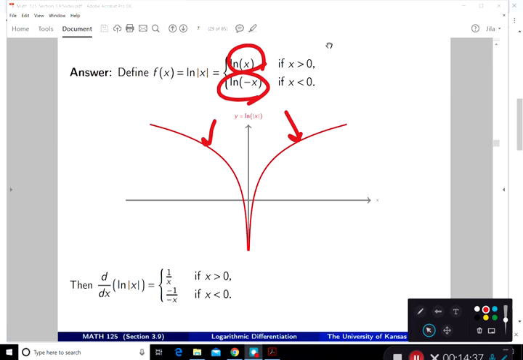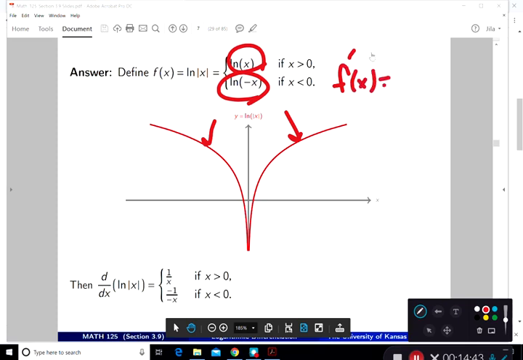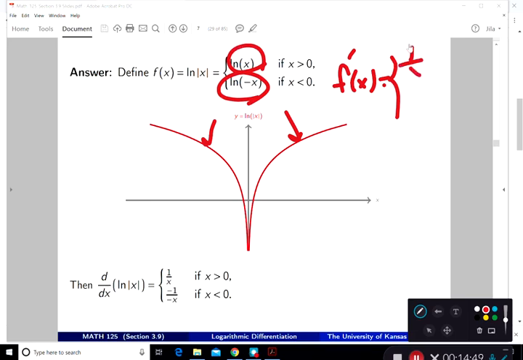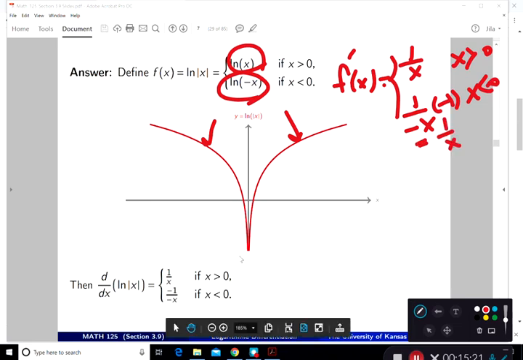If I'm taking the derivative, then for x bigger than 0, the derivative of ln of x is just 1 over x. For x less than 0, the derivative of ln of negative x is 1 over negative x times the derivative of the inside, right? The outside is 1 over u, and then the derivative of u is going to be -1. These two negative signs simplify, so even for this part you get 1 over x, and that's what you get down here.